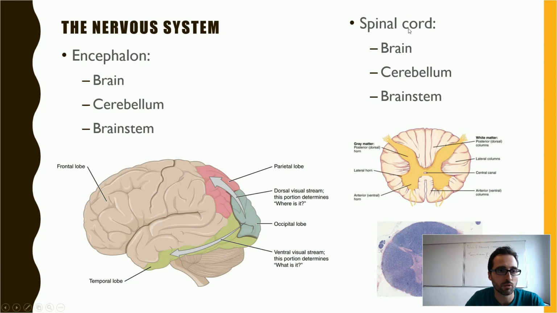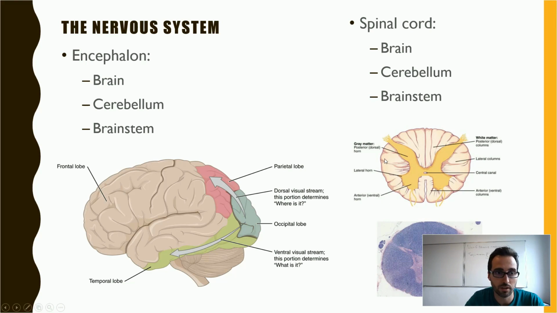In the spinal cord, we are going to find the gray matter, which is this part here, and the white matter outside. What is that? Gray matter, white matter. In other words, the gray matter, this substance here, is composed of the cell bodies of the neurons, and the white matter is composed of the axons of the neurons.